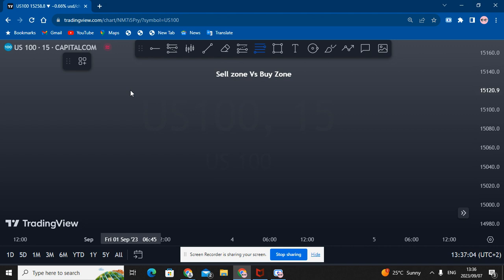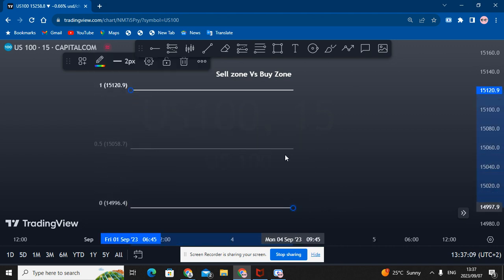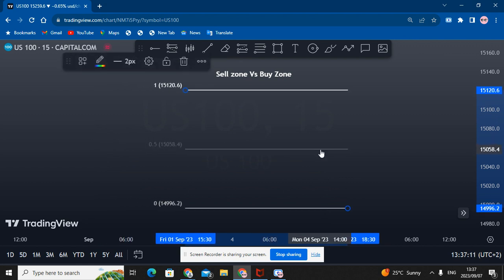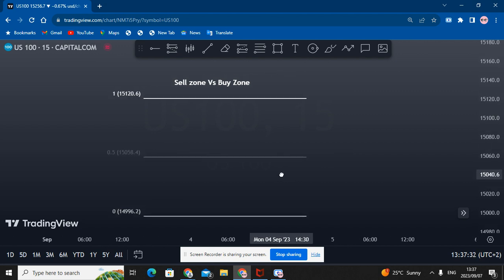Now, on the fib retracement, we won't be using all the levels that you see other people use. We'll only be using three zones: the 0% zone, the 50% mark, and the 100% mark. Or you can say the 0 mark, the 0.5 mark, and the 1 mark. These are the zones we'll use in order to understand where the market is and whether we should buy or sell. Let's make an example.